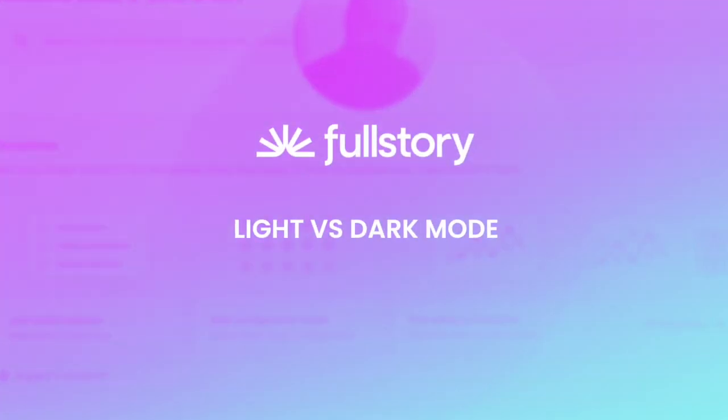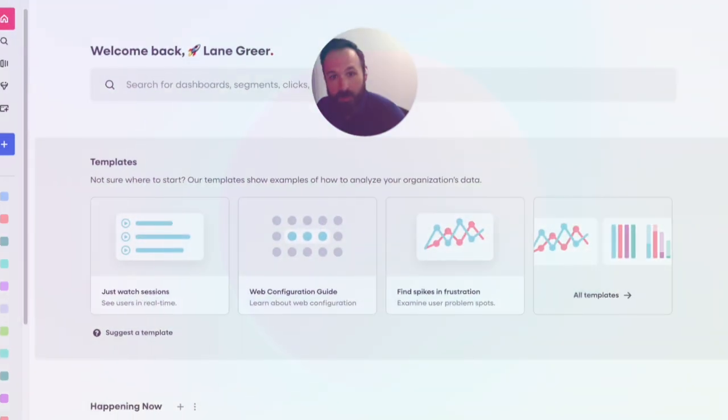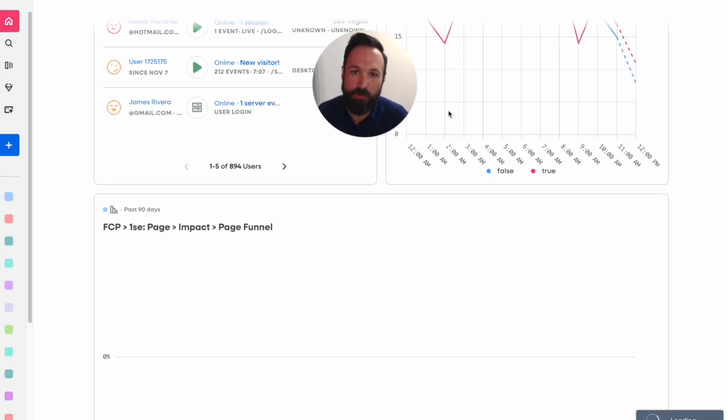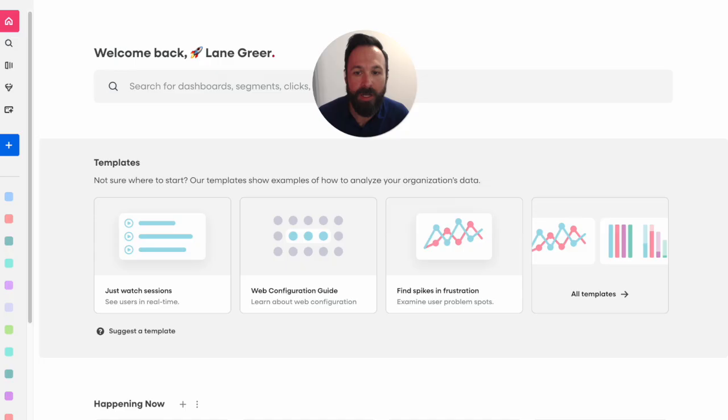Preference between light and dark mode. I know a lot of people don't know that Fullstory even does dark mode, but check it out. Everyone loves your good old Fullstory homepage that you land on here. But what about when you flip it into dark mode?